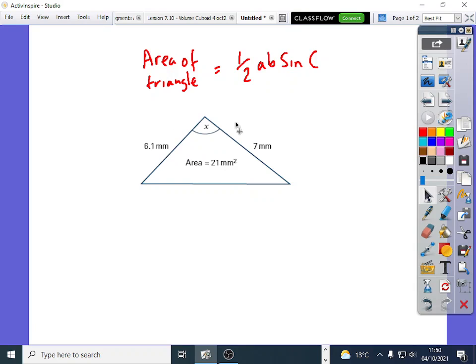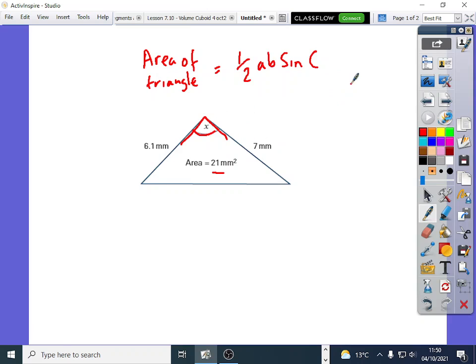Okay, area of a triangle using the formula half AB sine C. Now first of all, you've been given the area here already. So the area is 21 meters squared. The angle between the two sides, when it goes A and B, you can use any of those, and this is the angle between them, which is called the angle C.